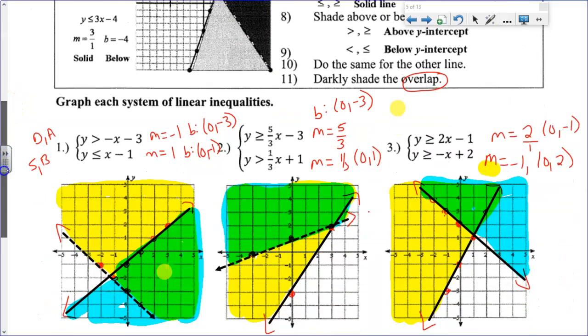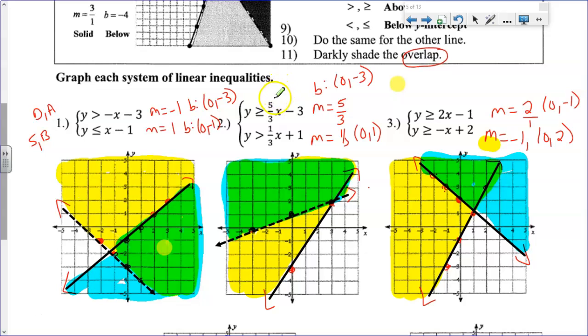Okay, guys, so that is graphing systems of linear inequalities. Please check your plan book for your assignments and let me know what questions you have.